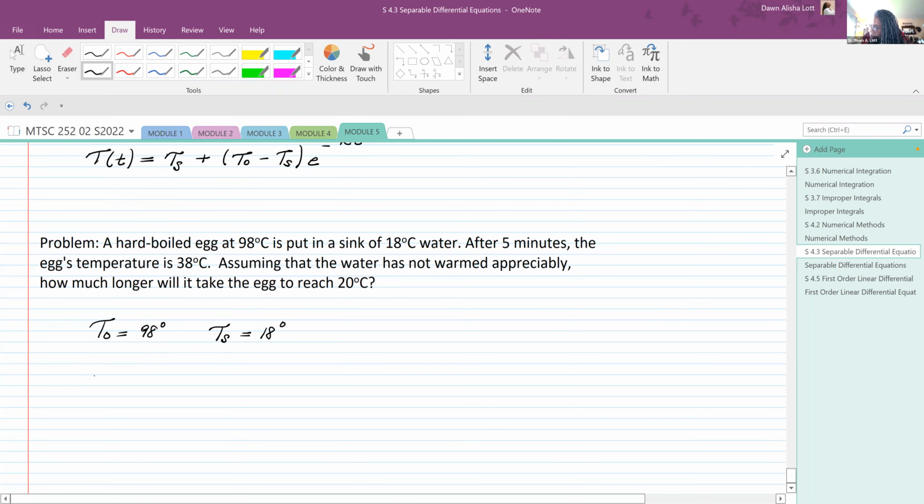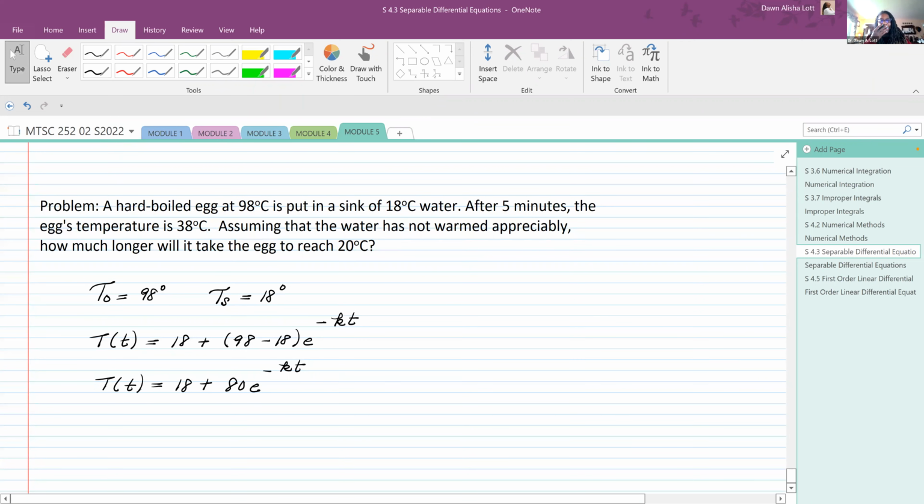So now we know that T of t, the temperature at any time t, is 18 plus 98 minus 18, times e to the negative kt. That is 18 plus 80 e to the negative kt. All right, so now they give me some other information.